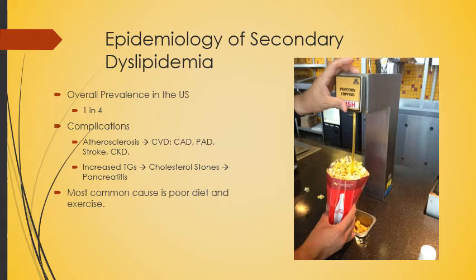Again, the major complications come from atherosclerosis. So you've got coronary vascular disease, going to coronary artery disease, peripheral artery disease, stroke, chronic kidney disease. The other complications that we haven't talked about specifically are from the increased triglycerides, which tend to cause cholesterol stones and can lead to pancreatitis. Probably, of course, the most common cause is poor diet and exercise, but we're going to talk about some other causes of secondary dyslipidemia here too.